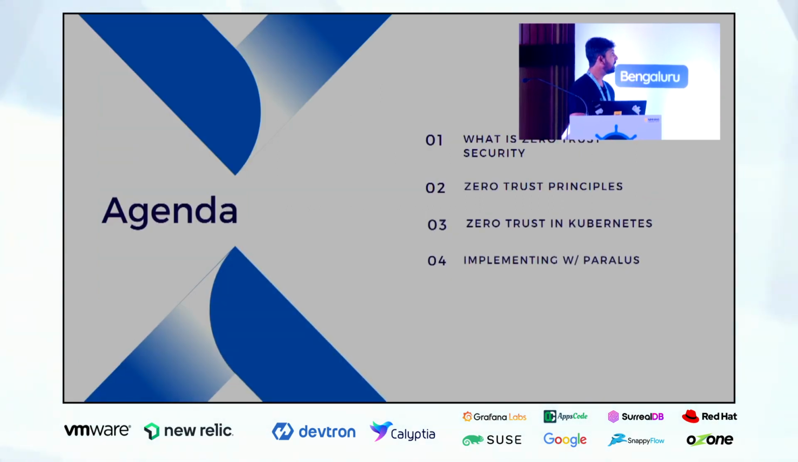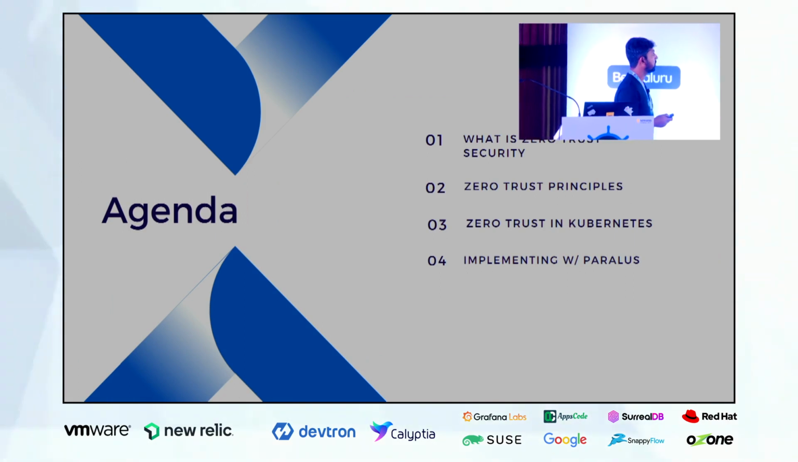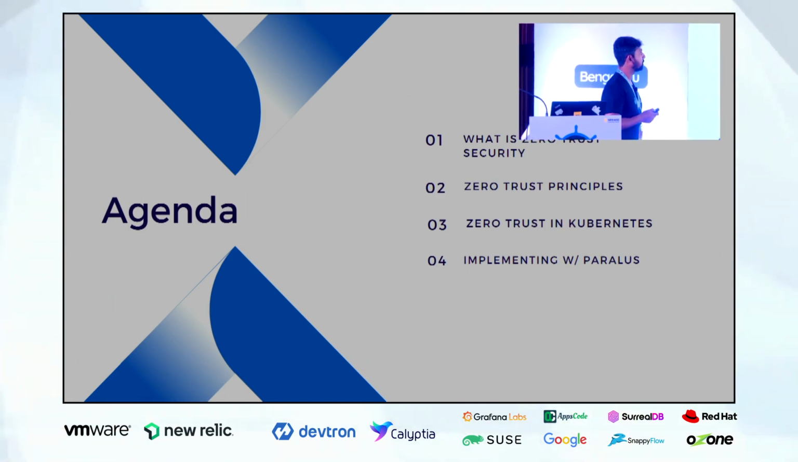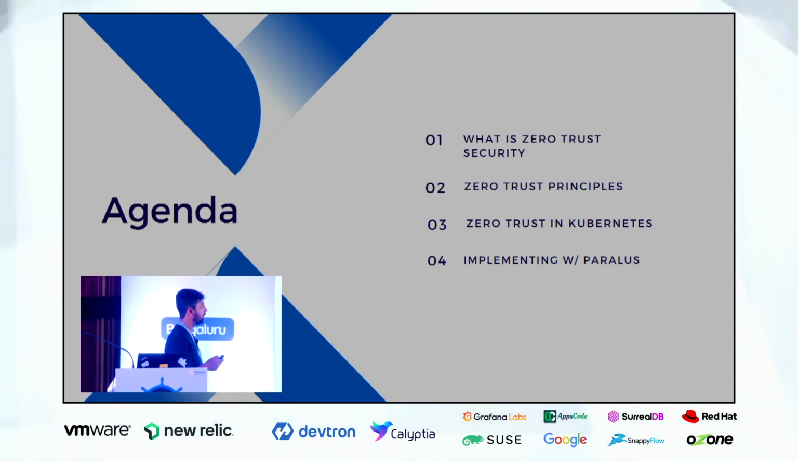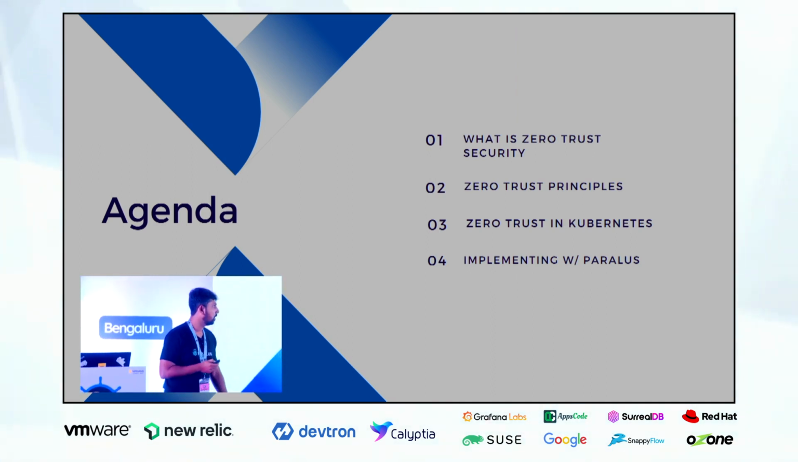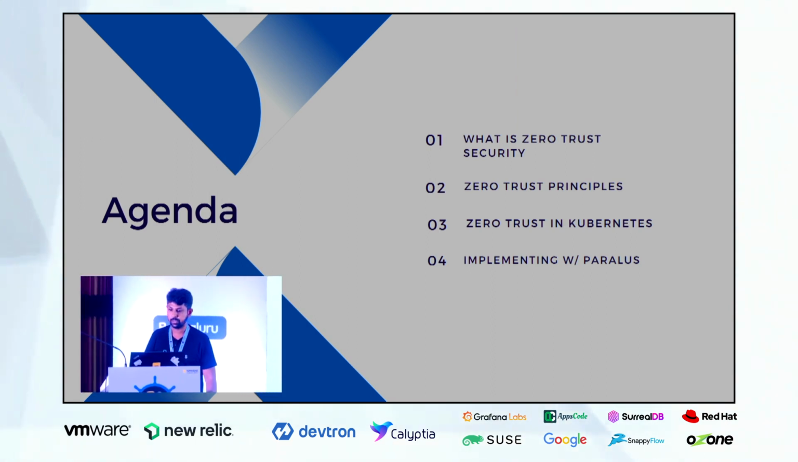All right, so this is going to be the agenda. What is zero trust security? We'll touch base about what the zero trust principles are. We'll talk about what zero trust in Kubernetes is, and finally we'll look at how Paralus implements it, and maybe a short demo.